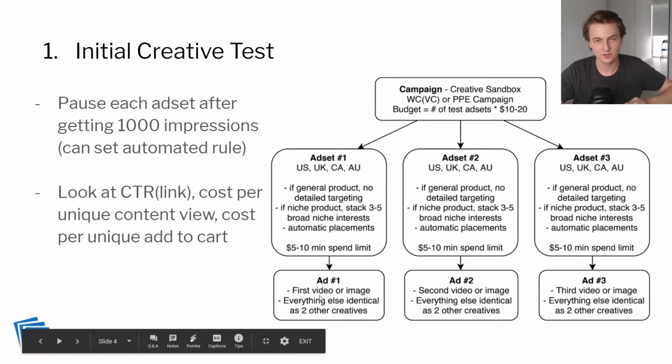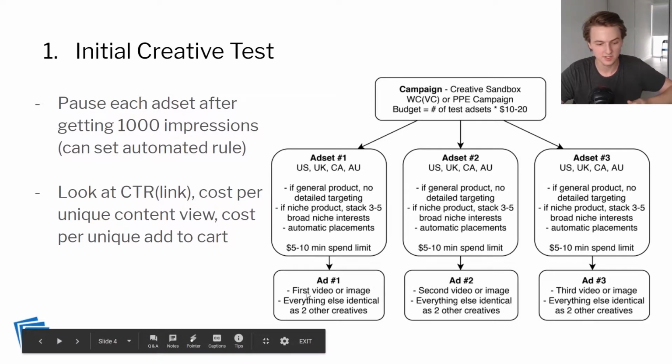So for example, if the variable that you were changing is the actual video or the image ad, then the first ad would have the first video or image, the second ad would have the second video or image, and the third ad would have the third video or image, and then everything else would be identical. So the headline, the ad text, the thumbnail, everything else identical. The only thing that's different is the first video or image.